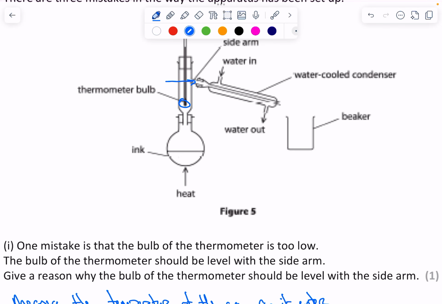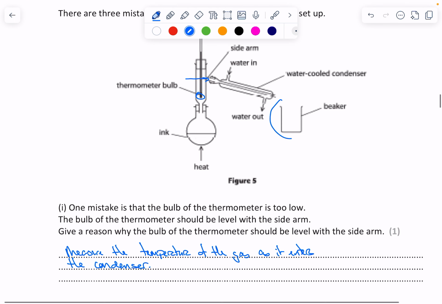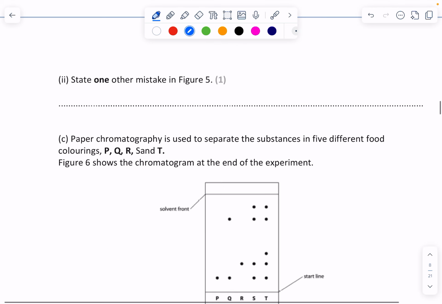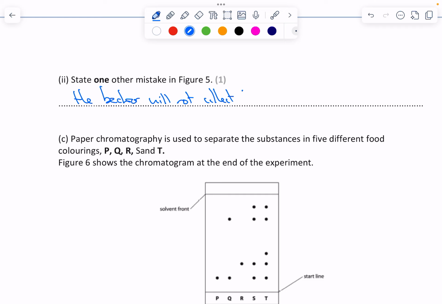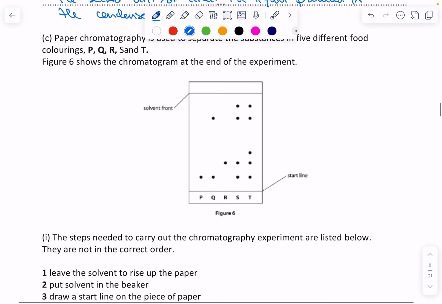Give another mistake in this figure. Another mistake in the figure, an obvious one here, is the beaker. The beaker should be underneath the little exit spout there. So let's flag that up as well. The beaker will not collect the liquid produced in the condenser.